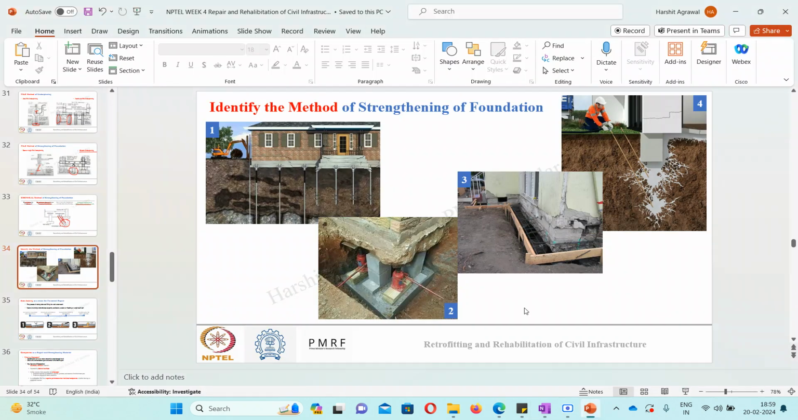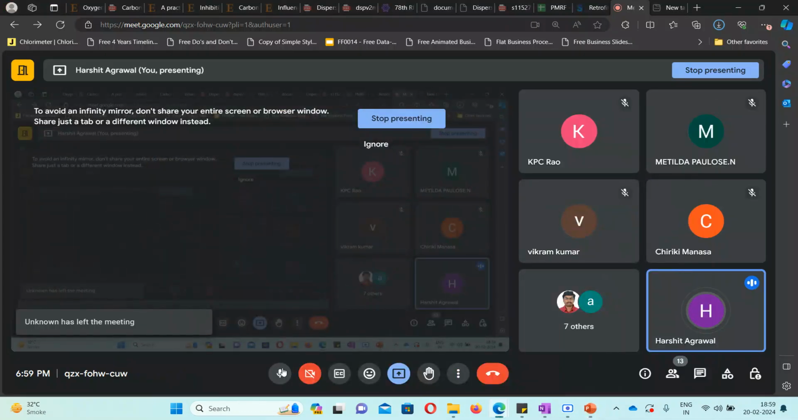Okay, so let's see some real life examples of foundation strengthening also. There are these four cases. Try to identify the method used in each of these cases for foundation strengthening. I will wait for a couple of minutes for you to think, and then I will tell you the answers for each one of them. Till that time, think about the answers, and if you have any queries in the discussion till now, write those queries in the chat box. We'll take a pause for 2 minutes. Okay, think about the answers.